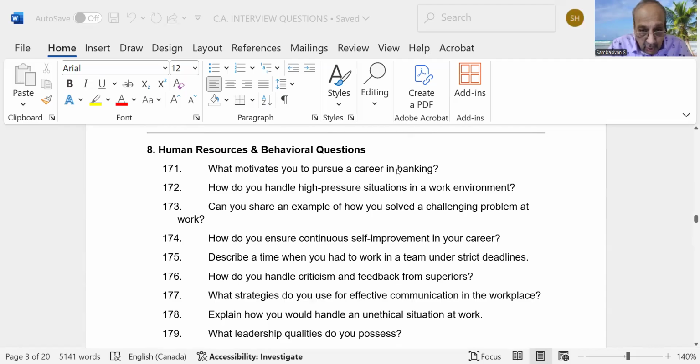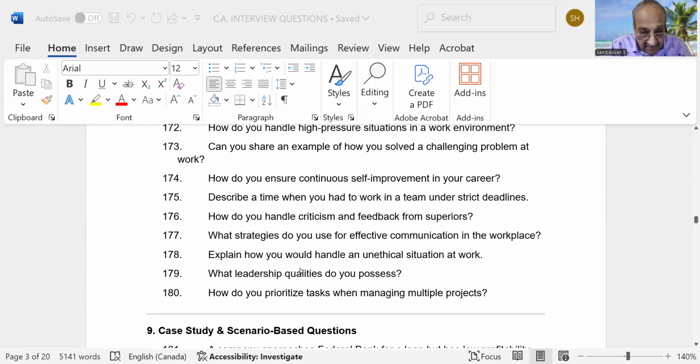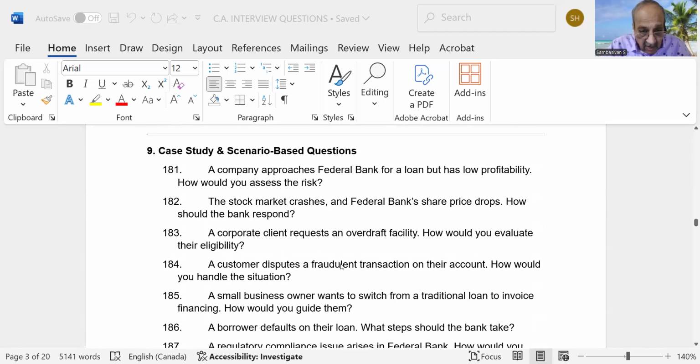What motivates you to pursue a career in banking? What strategies do you use for effective communication at the workplace? Explain how you would handle an unethical situation at work.